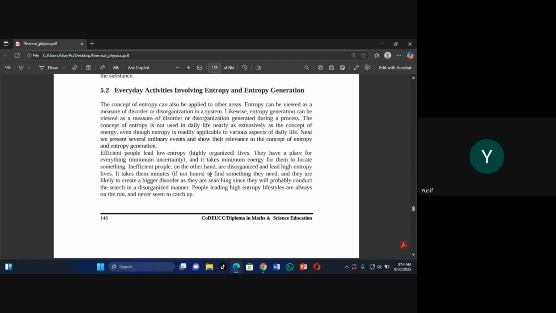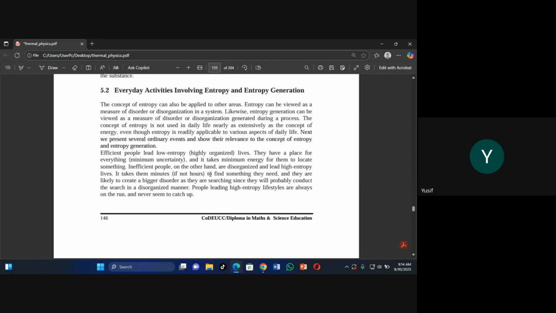Likewise, entropy generation can be viewed as a measure of disorder or disorganization generated during the process. The concept of entropy is not used in daily life nearly as extensively as the concept of energy, even though entropy is readily applicable to various aspects of daily life. So when we talk about entropy, though it's being applied in our everyday life, it's not as much as energy change.